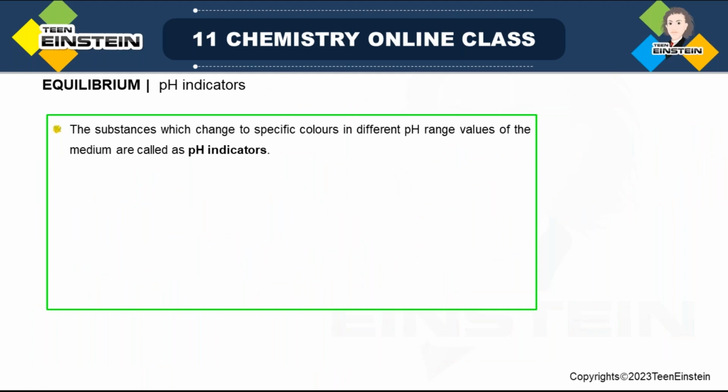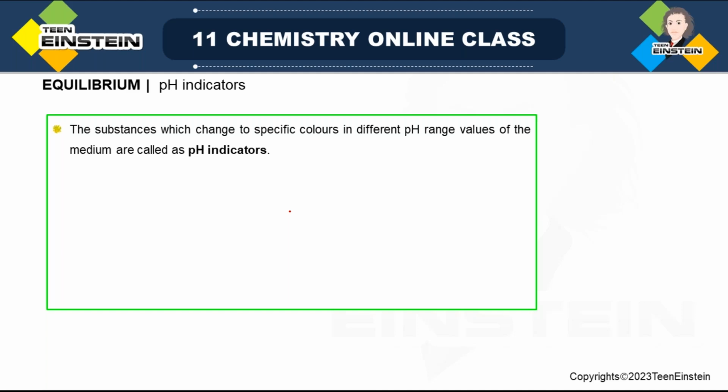pH indicators. To understand the pH value, especially these indicators that we are going to discuss in detail, they are for a specific purpose, and that is in titrimetry, where we take some acid and base and do a neutralization reaction.